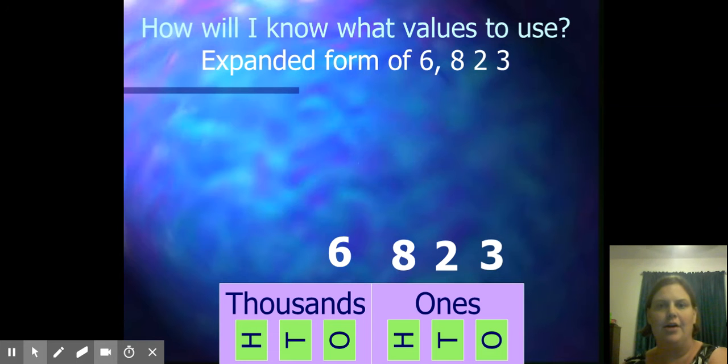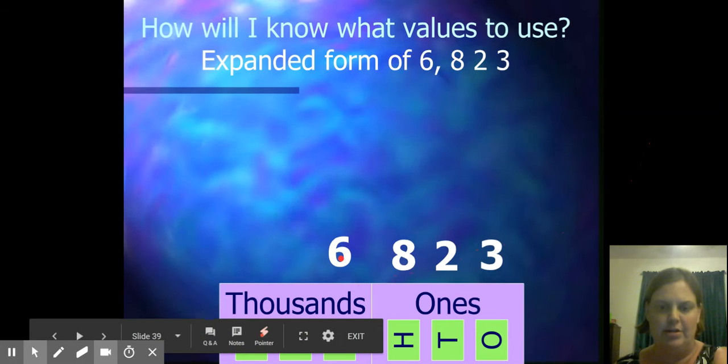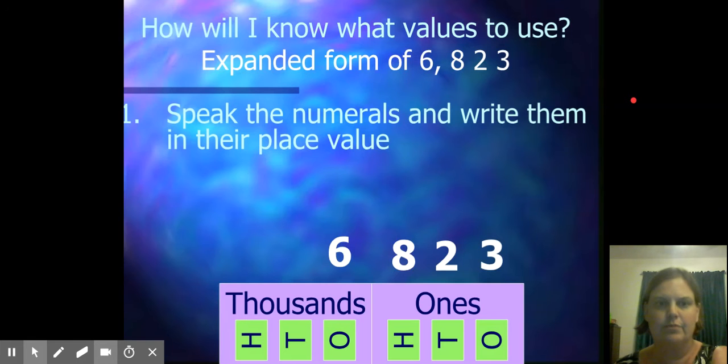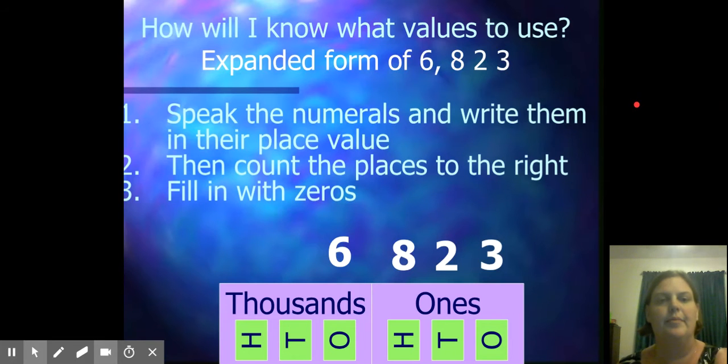So when you think about how you're going to know what values to use, I really put it into a chart. I have lots of different things in the classroom, just ask. And then I just fill in my zeros to help me out in order to write my expanded form. So you're going to speak the numerals and write them in their place value. So I have 6,000, so I need 6,000, 3 zeros. 800 has 2 zeros, 20 has 1, and 3 has none. And then make sure you count those places and fill it in with the appropriate zeros, and then add them up.